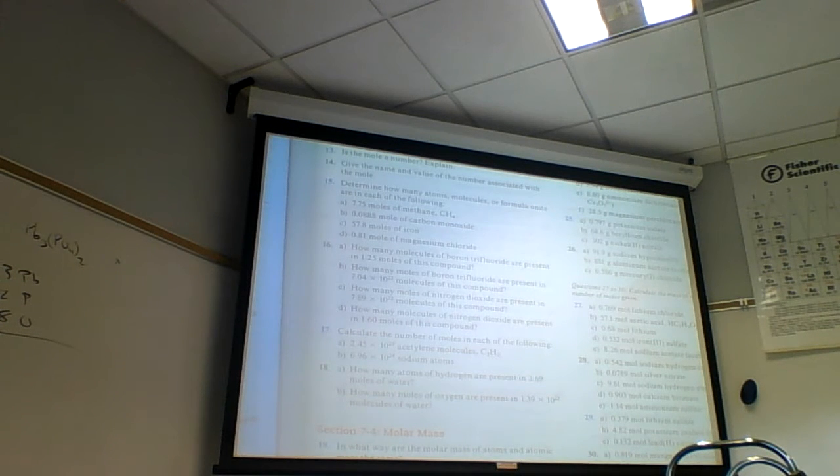Let's see, the calculator here. So let's do the first one: 1.25 times 6.022 is 7.527 times 10 to the 23rd molecules. Around 7.53 times 10 to the 23rd.